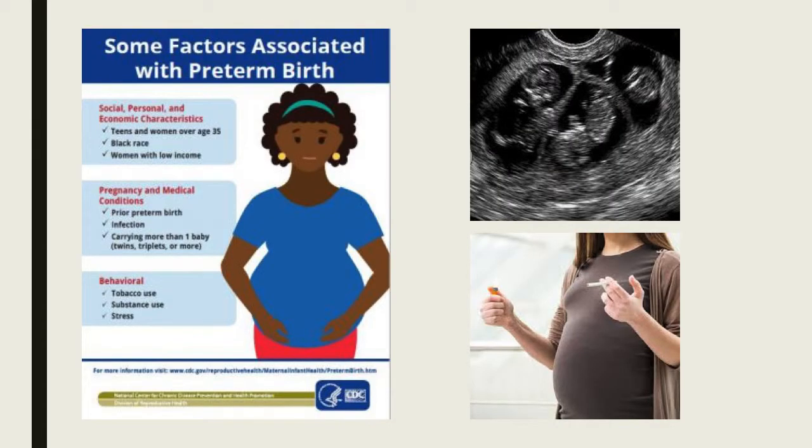This slide indicates pictures of risk factors for preterm labor. The ultrasound is a patient pregnant with multiples. The other picture is of a pregnant patient smoking, which increases her risk for preterm labor. And the last picture shows social, personal, and economic characteristics, pregnancy and medical conditions, and behavioral issues that lead to preterm birth.